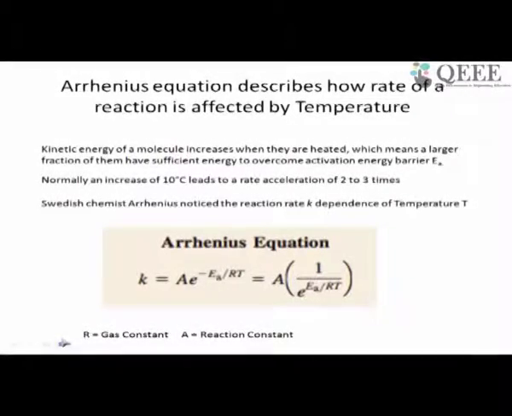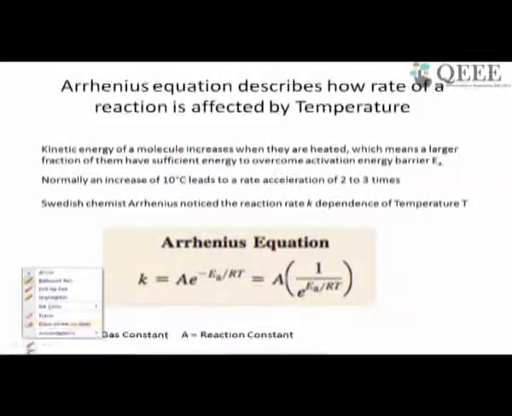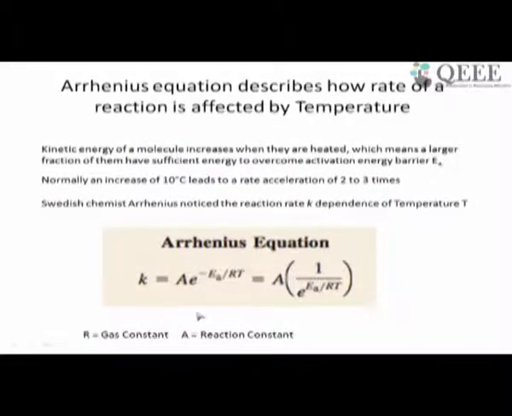Arrhenius is a Swedish scientist. He found the relation between the energy of activation and the rate of the reaction. We know that if the energy of activation is high, then the rate will be slow, but he experimentally found the relationship between these two and found that the results comply with this particular equation, which is proposed by Arrhenius. Normally an increase of 10 degrees leads to a rate acceleration of 2 to 3 times. This is the thumb rule, generally speaking.